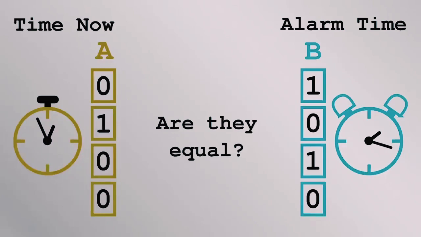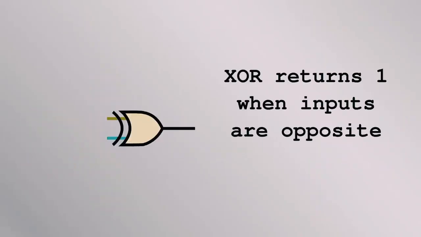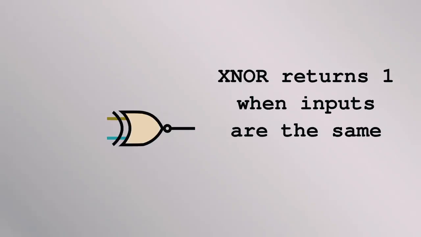To do this, the computer must check that every bit of the number A is the same as the corresponding bit of B. So the XOR gate returns 1 when one input is 1 and the other input is 0. In other words, when its inputs are different. The XNOR gate, which is the complement to the XOR, meaning it returns the opposite to the XOR, therefore returns a 1 when its inputs are the same.